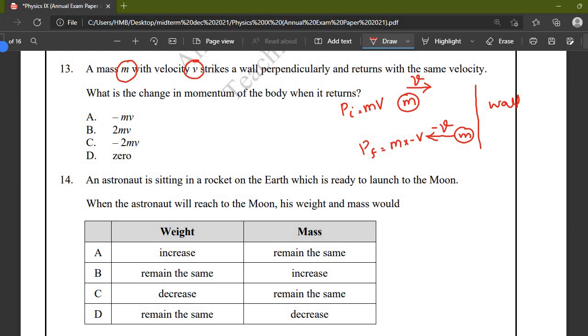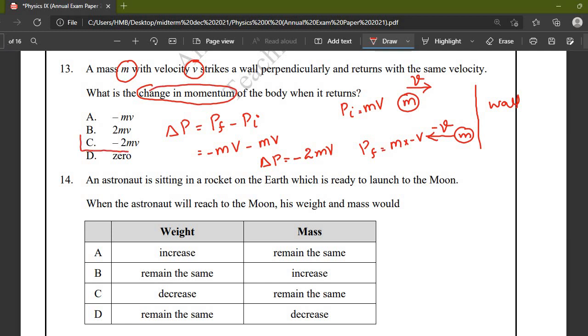And why is the velocity negative? Because the ball has the same speed except for the direction. So the negative sign represents the direction of velocity. Change in momentum will be equal to final momentum minus initial momentum. Final momentum is m multiplied by minus v, and the initial momentum is m multiplied by v. So the change in momentum will be equal to minus 2mv. So the correct answer for the change in momentum of the body is option C, minus 2mv.